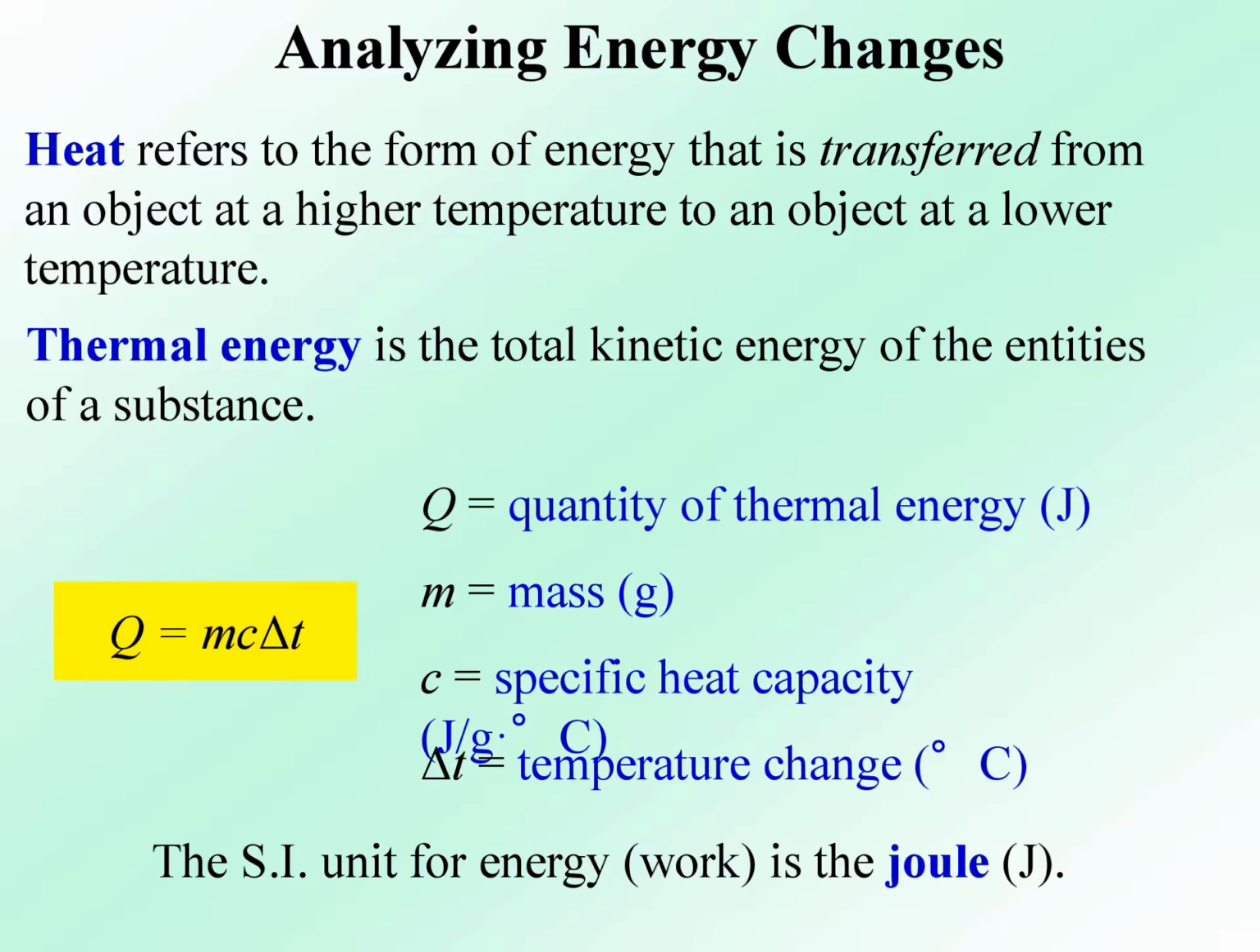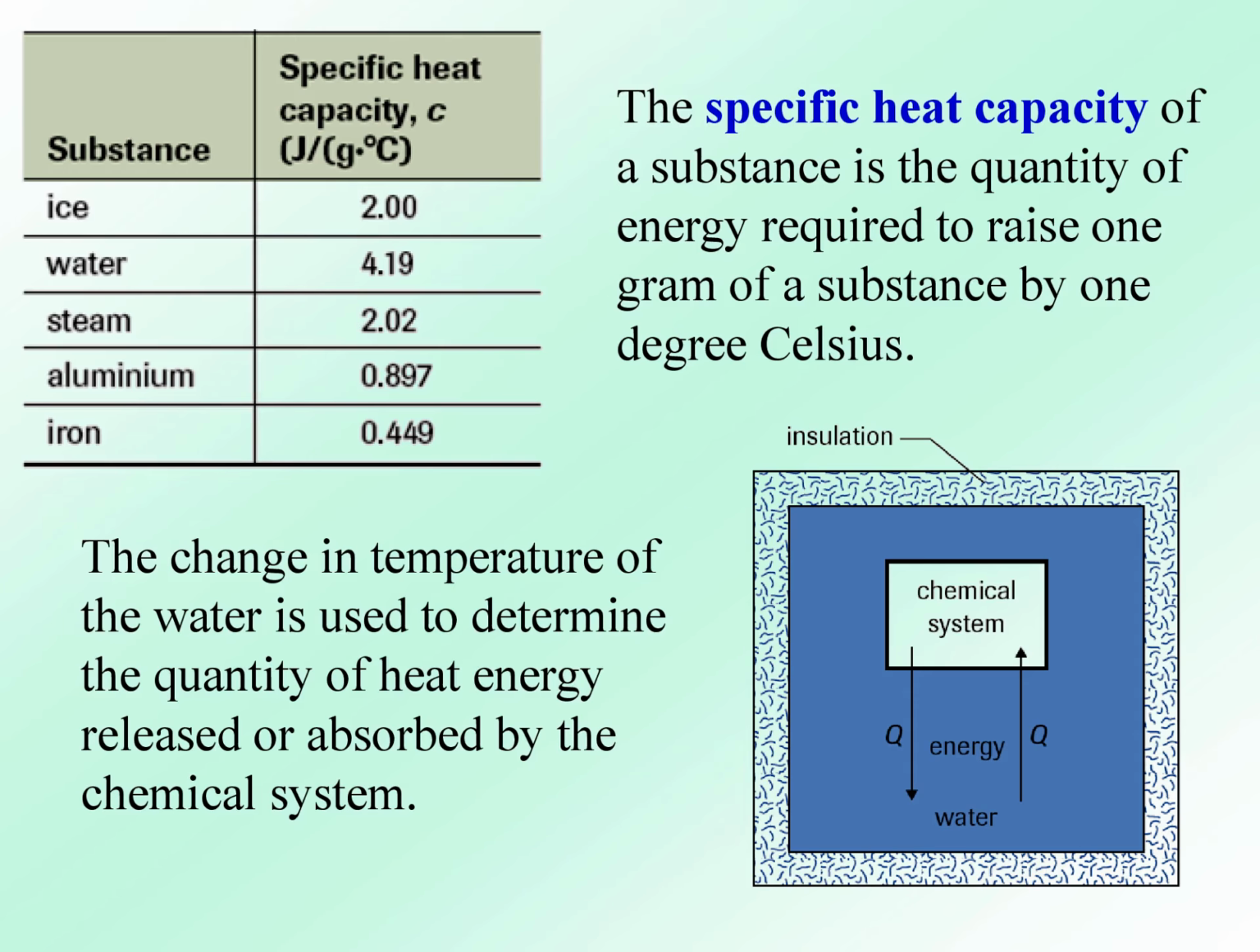Thermal energy is the total particle kinetic energy in a substance. Heat is energy transferred due to temperature differences. Transferred heat quantity depends on mass, specific heat capacity, and temperature change, and is measured in joules. Specific heat capacity measures the energy needed to increase a gram of a substance's temperature by 1 degree Celsius. Calorimetry utilizes the water's temperature shift to ascertain the energy exchange in chemical systems.